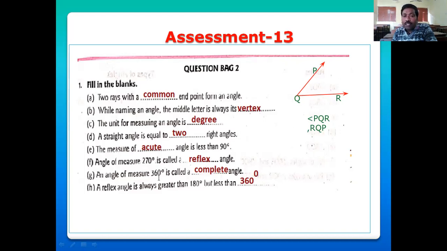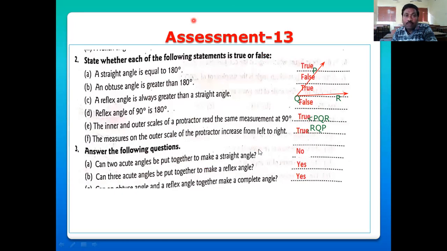An angle of measure 360 degrees is called a complete angle, and a reflex angle is always greater than 180 degrees but less than 360 degrees. Okay, and now see the next question of this assessment.